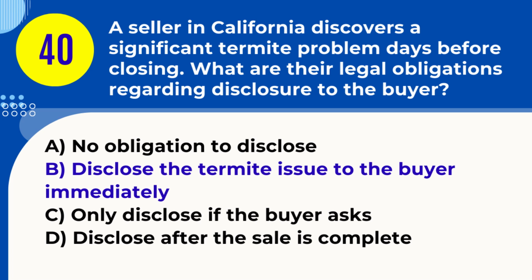Answer: B. Disclose the termite issue to the buyer immediately. Explanation: sellers in California are legally obligated to disclose any known issues, such as a significant termite problem, to the buyer as soon as they become aware of it.